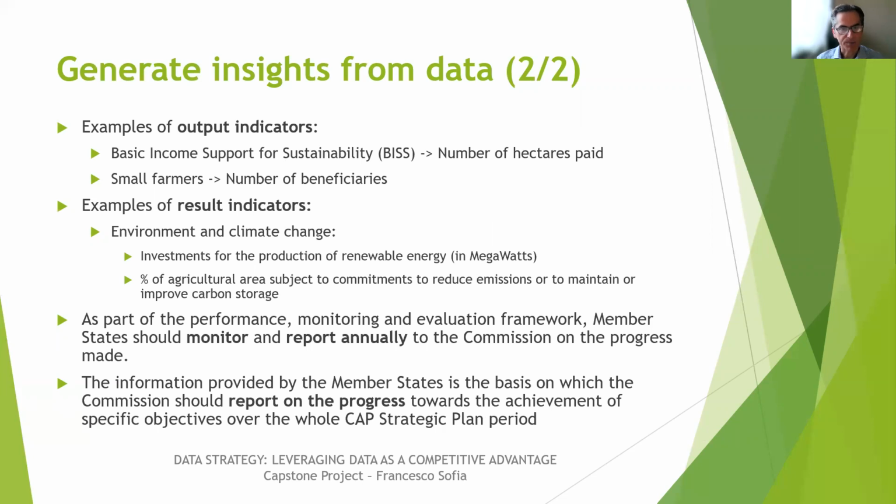Some examples of output indicators. The basic income support for sustainability is measured in number of hectares paid. Small farmers is measured by counting the number of beneficiaries. And examples of result indicators. Environment and climate change, for example, investments for the production of renewable energy, in this case measured in megawatts, or percentage of agricultural area subject to commitments to reduce emissions or to maintain or improve carbon storage.